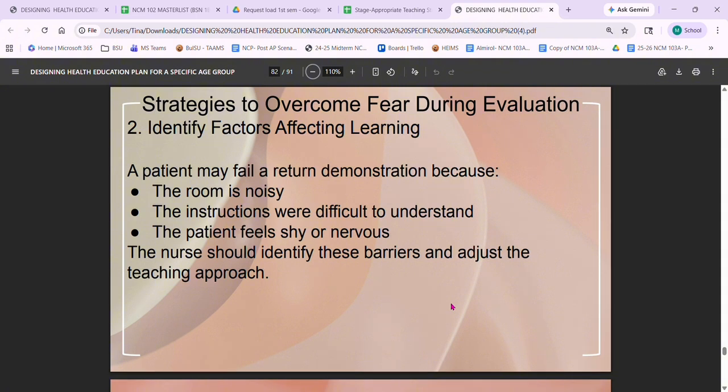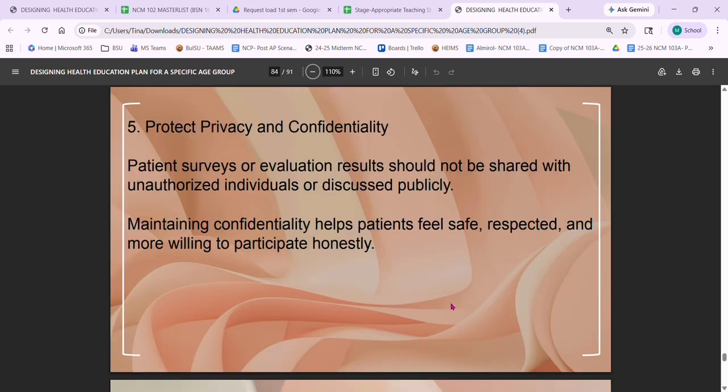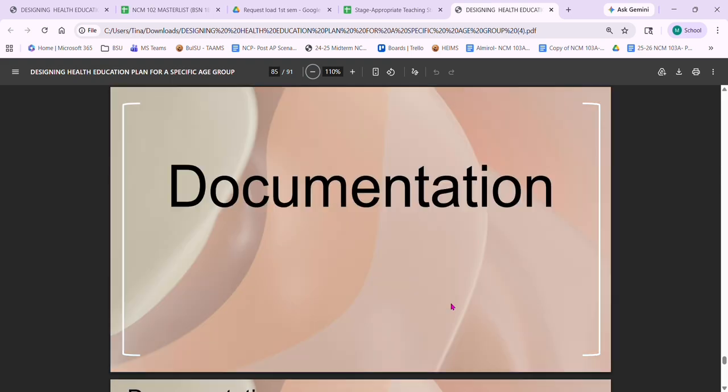Okay po. Identify factors affecting the learning. So, bakit ba na-feeling let them? Masyado ba maingay? Yung instructions ba mahirap intindihin? Natatakot ba, kinakabahan ba yung patient? Okay, so you should identify these barriers. Encourage reinforcement. So again, that's self-explanatory. You give praise po. Explain the purpose of the evaluation. So make sure na, kasi yung return demonstration na to, make sure natin na kapag pauwi ka na, kaya nyo na po mag-inject ng insulin. And you protect privacy and confidentiality. Kapag nagpa-evaluate kayo, make sure na may mga patient information, data privacy po. Okay, hindi pa kalat-kalat. Okay, yung mga evaluation forms natin.